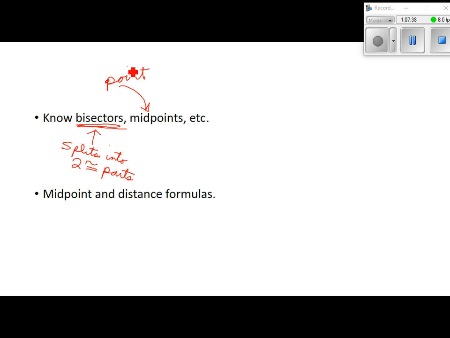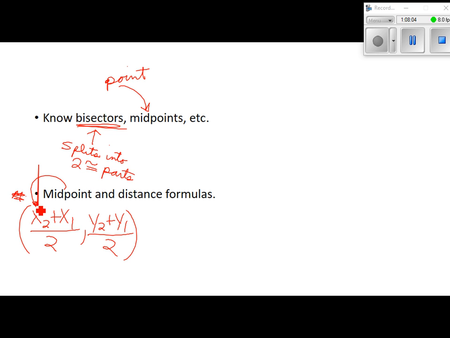Midpoint and distance formula, you want me to write those down again? x2 plus x1 divided by 2, comma, y2 plus y1 divided by 2. If they ask you to find a midpoint, what formula are you going to be using? That midpoint formula. And I'm not writing that down, I'm just going to draw an arrow. That's the midpoint formula.